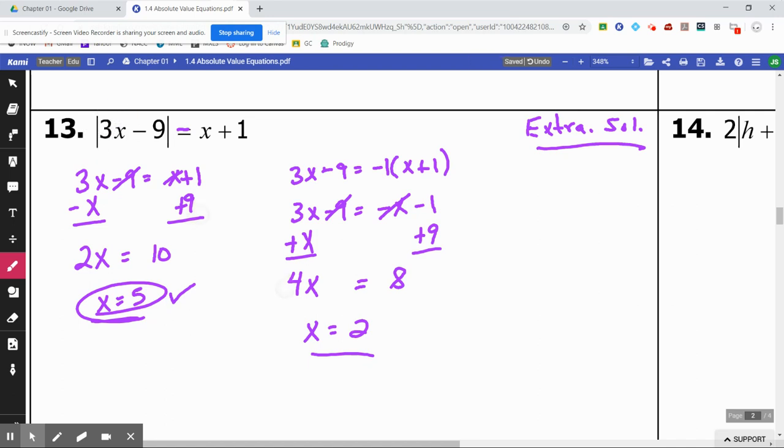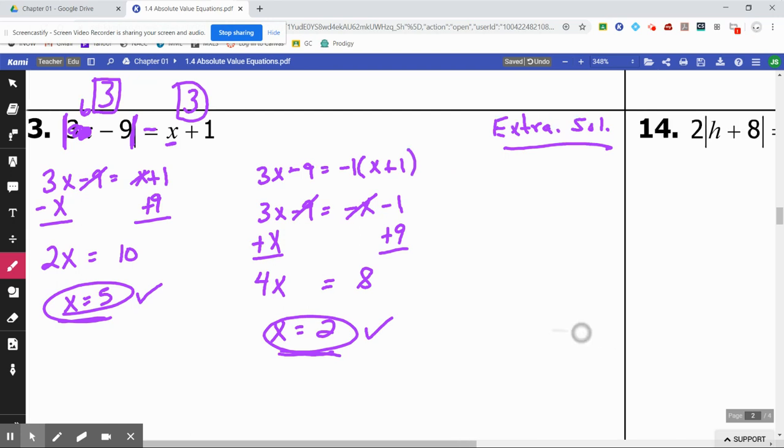Let's plug in 2. Take this out, put a 2, so you have 3 times 2, which is 6. 6 minus 9 is negative 3. When you take the absolute value of that, it gives you positive 3. When you plug in a 2 here, you get 2 plus 1, which is positive 3. Same thing on both sides. That also checks out. There are no extraneous solutions.